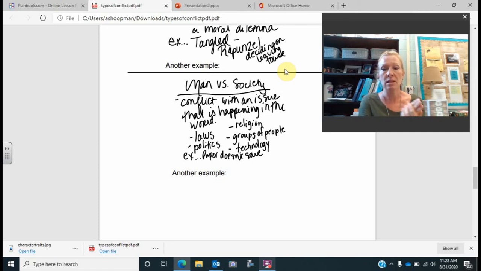So you've probably seen some of the news on protest and rioting and that kind of thing. That would fall under man versus society. It also has to deal with some of our laws and politics. And then we have technology, and this is the one that most of us have a man versus society conflict with.